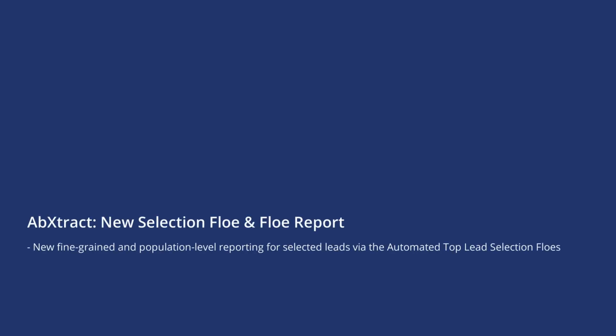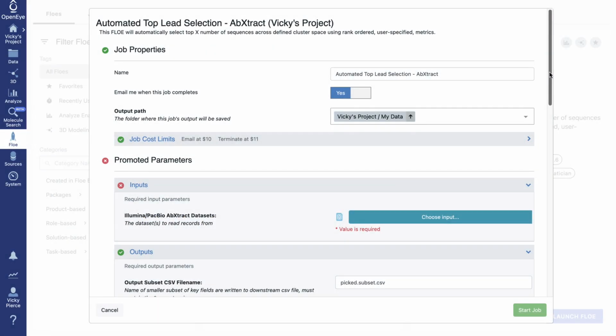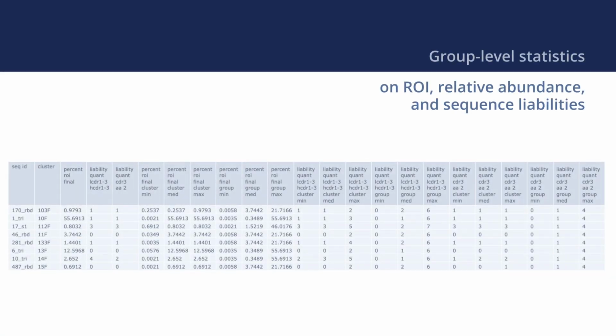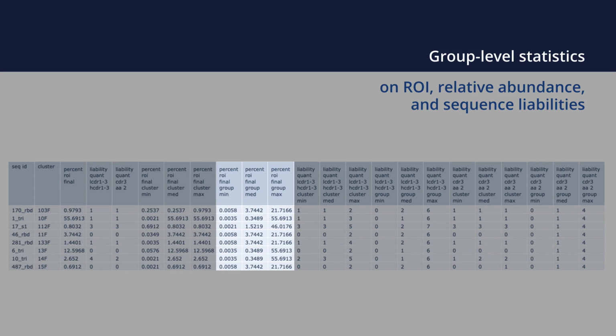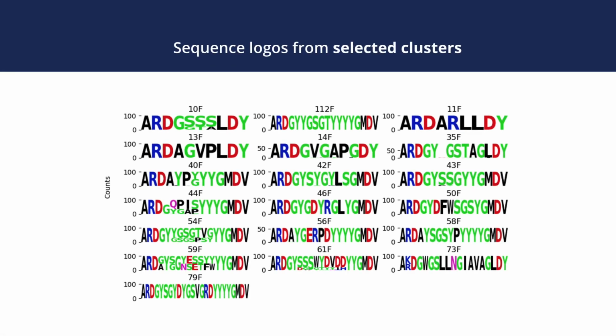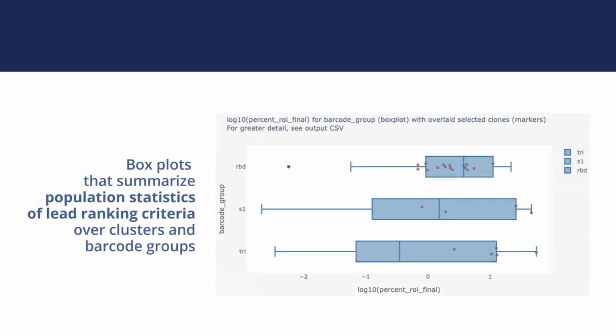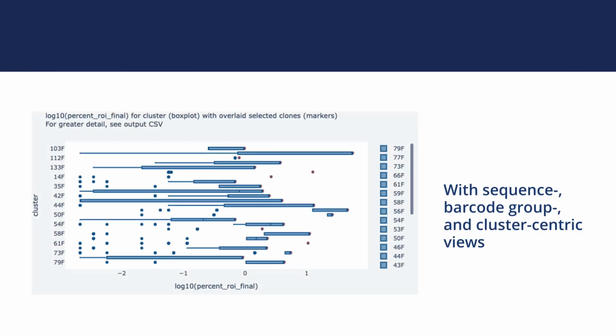Next up, this release includes a new flow that automatically selects your top leads and compiles a detailed flow report, including a single summary table with barcode group level statistics on region of interest, relative abundance, and sequence liabilities, sequence logos of all HCDR3 sequences from selected clusters, and interactive box plots that summarize population statistics of lead ranking criteria over clusters and barcode groups, with sequence, barcode group, and cluster-centric views.